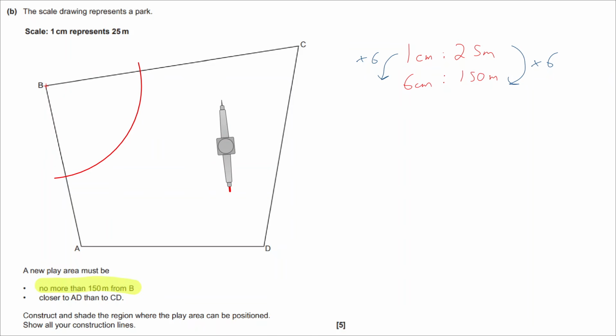Okay, so every single point on this arc here is 6 centimeters away from point B. That's 6 centimeters to B. That's 6 centimeters to this point here. And it's got to be no more than 150 from B. So it's got to be within this part over here.